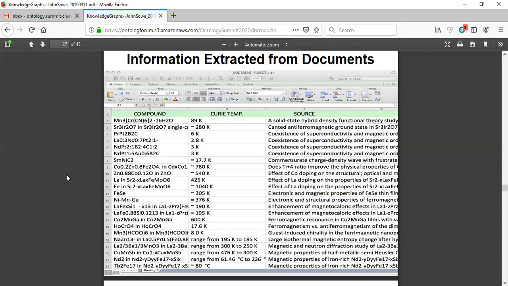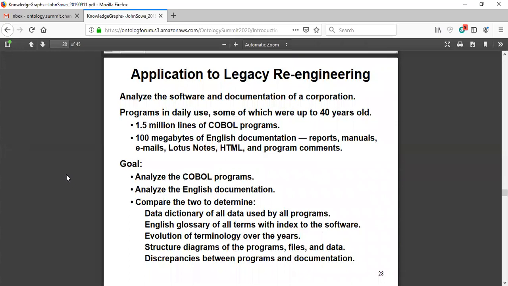Now, this second example is application to legacy reengineering, and this involves analyzing COBOL programs and analyzing the English documentation for the COBOLs, and from the programs and the documentation, derive a data dictionary of all the data used by the programs, an English glossary of all the terms used in the documentation, and develop an index to the COBOL programs in which that documentation was mentioned.